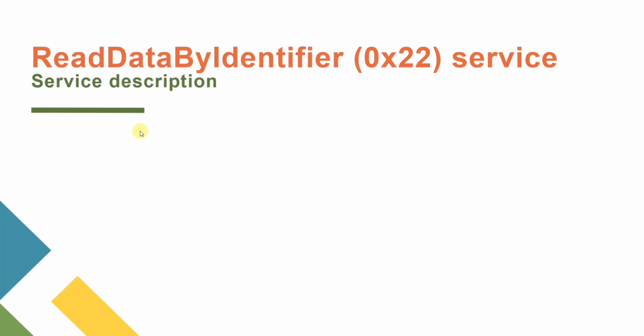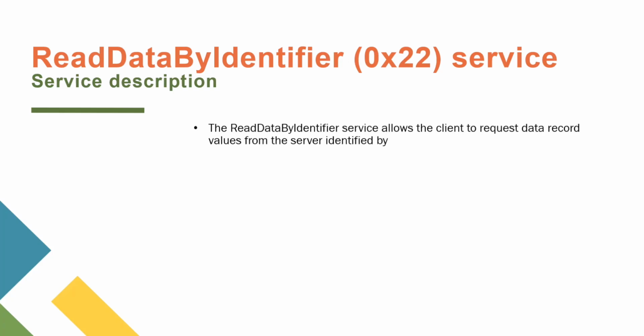So the read data by identifier service allows the client to request data record values from the server. As we discussed, we want to know something about the vehicle and we want to read some information from the vehicle. So we need to send a request first, then it will respond back.